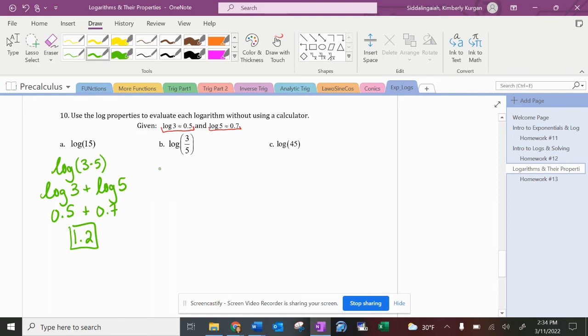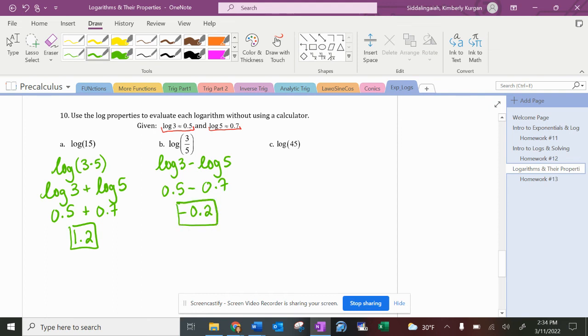All right, division means this changes to subtracting two logs. So this is 0.5 minus 0.7, so negative 0.2.